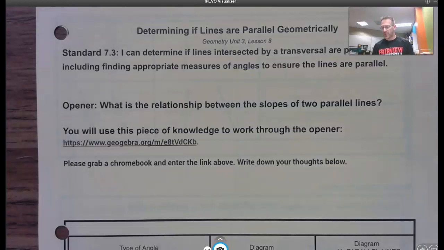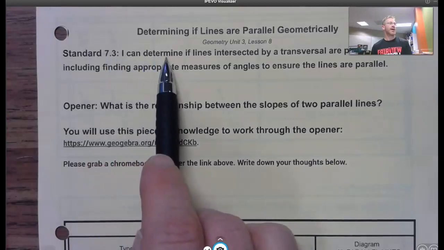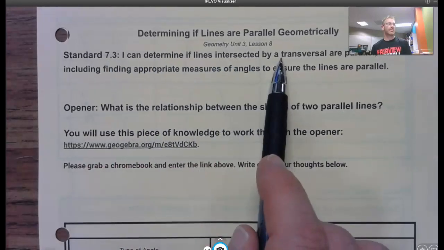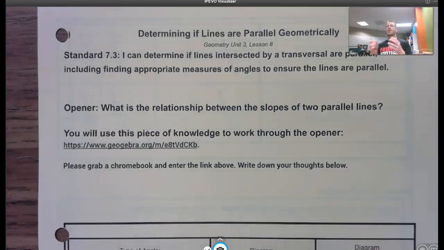All right, and we are coming toward the end of our unit on parallel and perpendicular lines. What we're going to study and talk about today is going in reverse. Everything we've done so far with the geometric interpretation of parallel lines is, if we have parallel lines, what relations do we have? Now what we're going to look at today is standard 7.3. I can determine if lines intersected by transversals are parallel, including finding appropriate measures of angles to ensure the lines are parallel. So basically, we're going to work in reverse and say, what type of information do I need in order to say the lines are parallel?